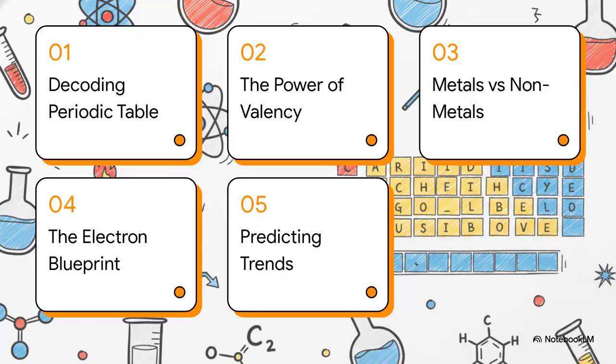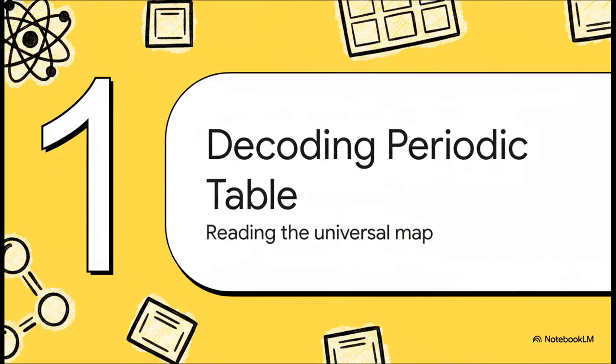Here's our roadmap for today. We're going to start off by decoding the periodic table, then explore the power of valency, look at metals versus nonmetals, and zoom in on the electron blueprint. Finally, we'll wrap it all up with predicting chemical trends. All right, Section 1, Decoding the Periodic Table. Let's learn how to read this universal map.